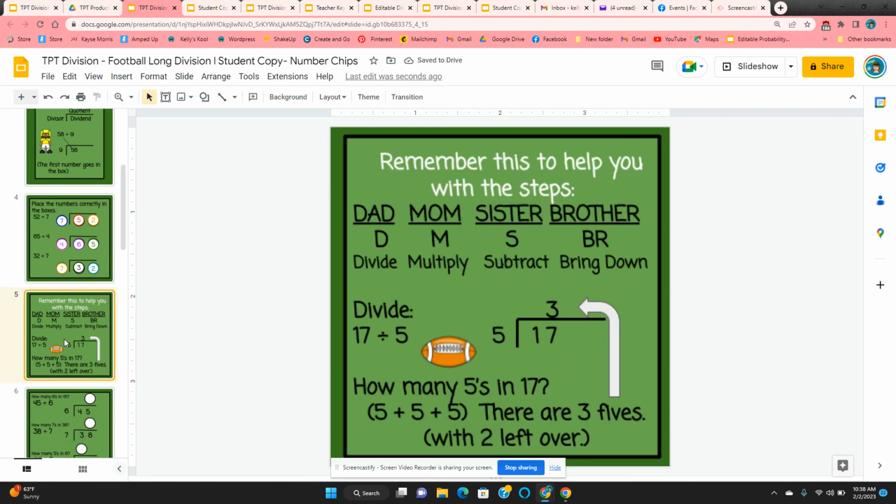Now here's another method for remembering the steps. Dad, mom, sister, brother. Divide, multiply, subtract, and bring down. So we're going to start with the divide part. How many times will 5 go into 17? Well, it goes in 3 times. That makes 15, which means there's 2 left over.